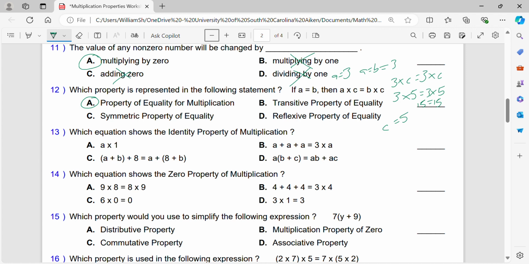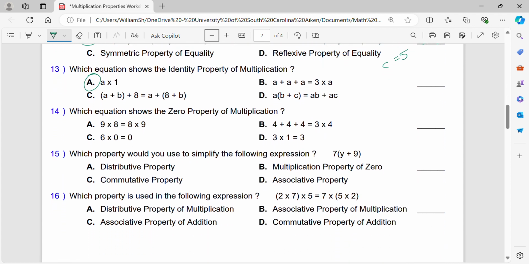Which equation shows the identity property of multiplication? Number 13. Okay, the identity property. The identity property basically says that if you multiply something by this, it gives you the identity of what it is. It basically doesn't change the identity. What's the only thing we can multiply by and get the same number back? 1. Right there. Answer choice A.